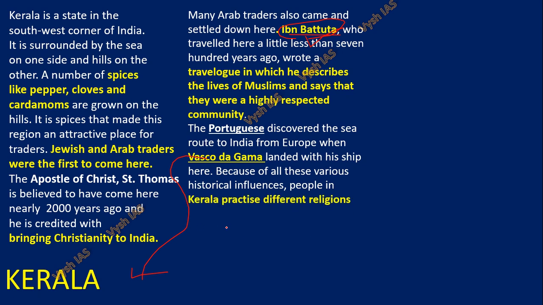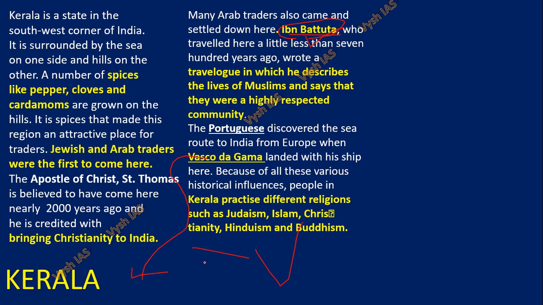Kerala practiced different religions such as Judaism, Islam, Christianity, Hinduism, and Buddhism. Because the map of India is like this, from this side it's always easy to reach here. Whether it's Gujarat, Maharashtra or Kerala, this is where most of the people come. Goa, these are the places where most of the foreigners, the Europeans, or the people from Africa have come. That is why Kerala is very important historically for us.